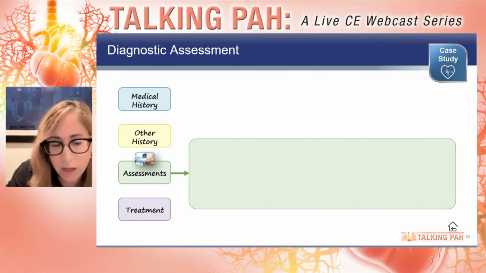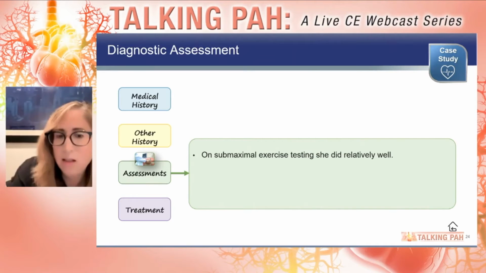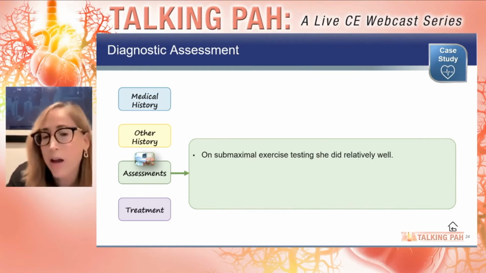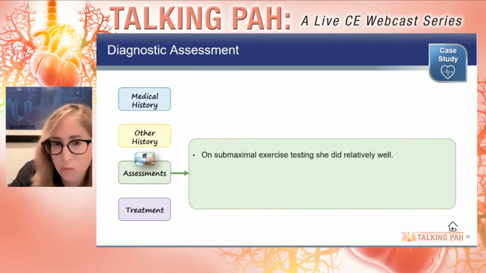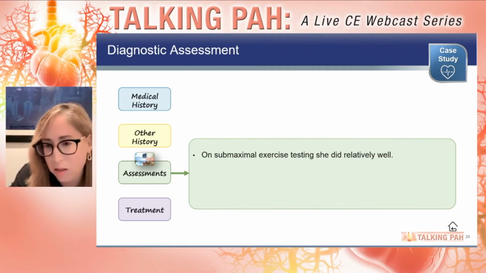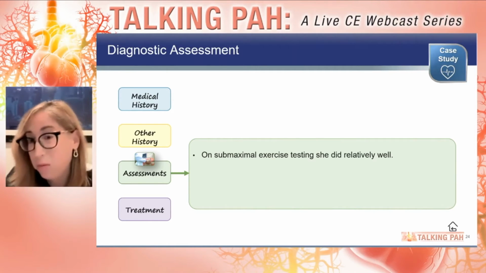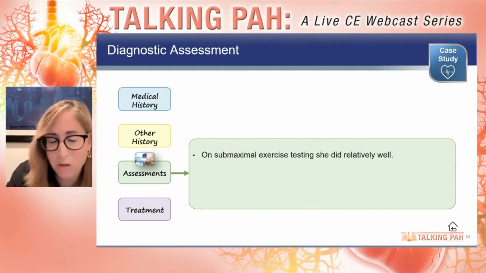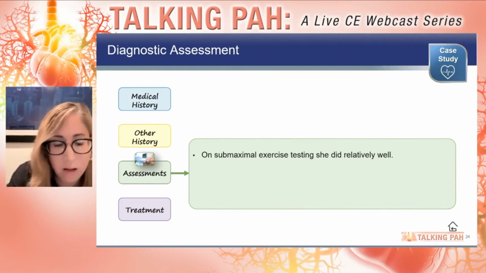So her assessments, she did a submaximal exercise testing, which I think was a 6-minute walk test, and she did pretty well. And that's pretty common. I think with patients that are young, they're able to walk flat quite well. And realizing that that's not getting them to an anaerobic threshold.